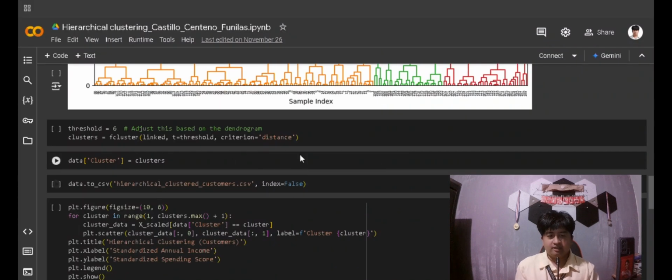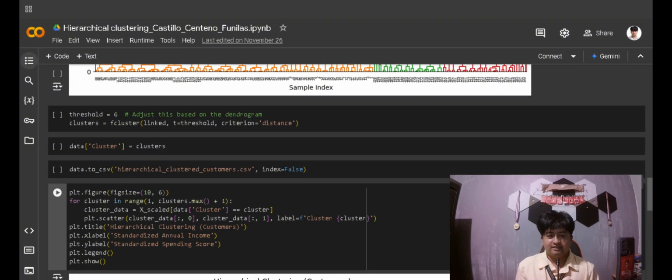To determine the final clusters, we set a threshold at a distance of 6. As shown here, this cut divides the dendrogram into 4 clusters. Highlighted by the different colors, these clusters group customers with similar income and spending behavior. For example, one group might represent high income, high spending customers, while another might represent low income, low spending customers.